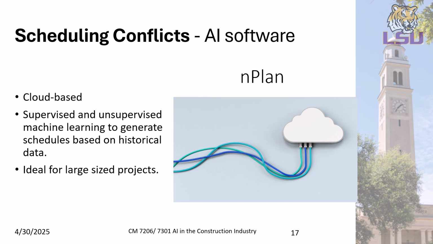Another AI platform commonly used on projects is the NPlan. This is a cloud-based AI platform that uses unsupervised and supervised machine learning to generate construction schedules based on historical data. This scheduling software is a probabilistic modeling type, which is useful for current projects by analyzing previous schedules for constraints and anomalies. Various disciplines, such as public utilities to new builds, and various sizes of firms could benefit from using this software.